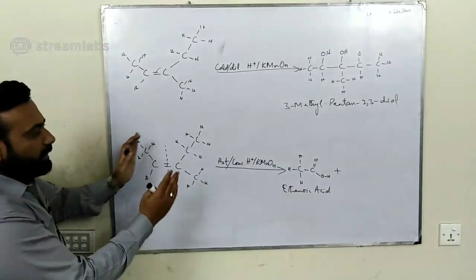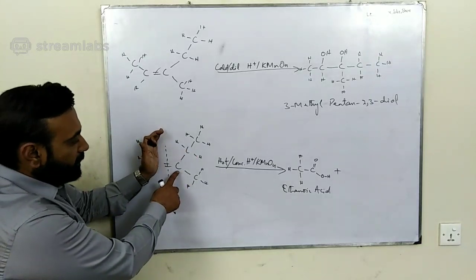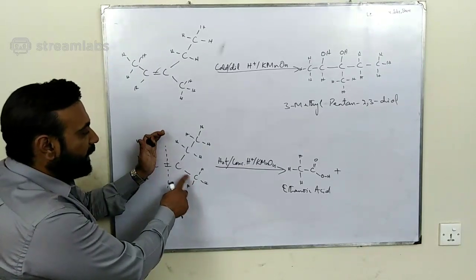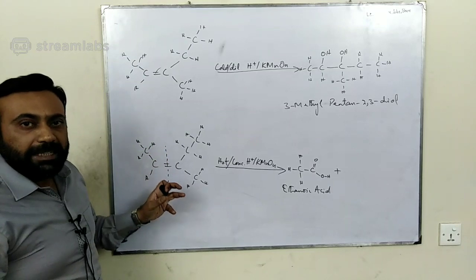Now let us take a look at the other side of the molecule. Let us ignore this one now. In this case, this carbon atom is bonded to another carbon atom from one side and to another carbon atom from the other side. That is the scenario in which ketones are formed.